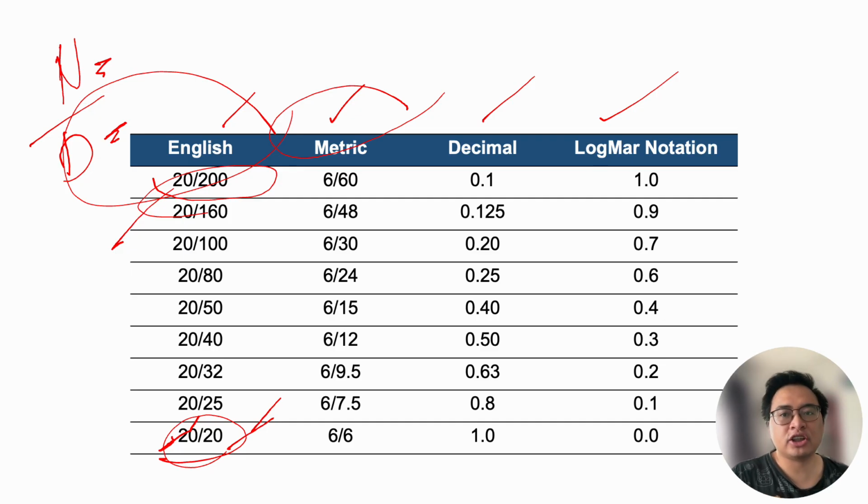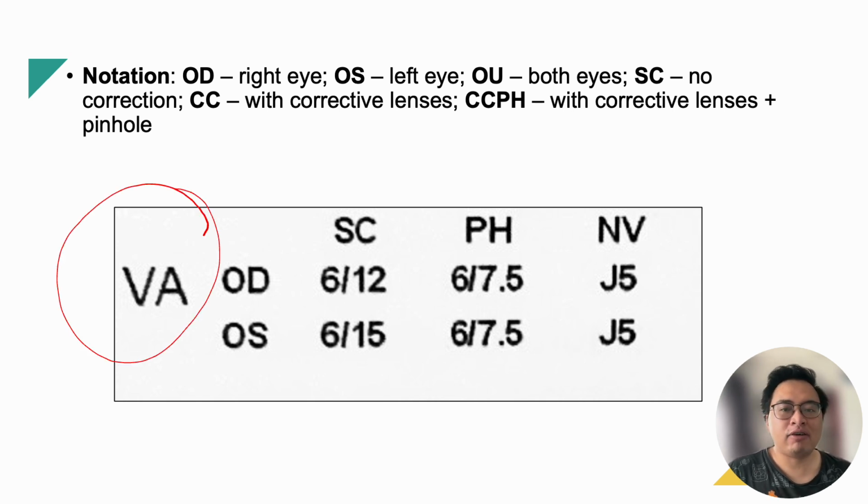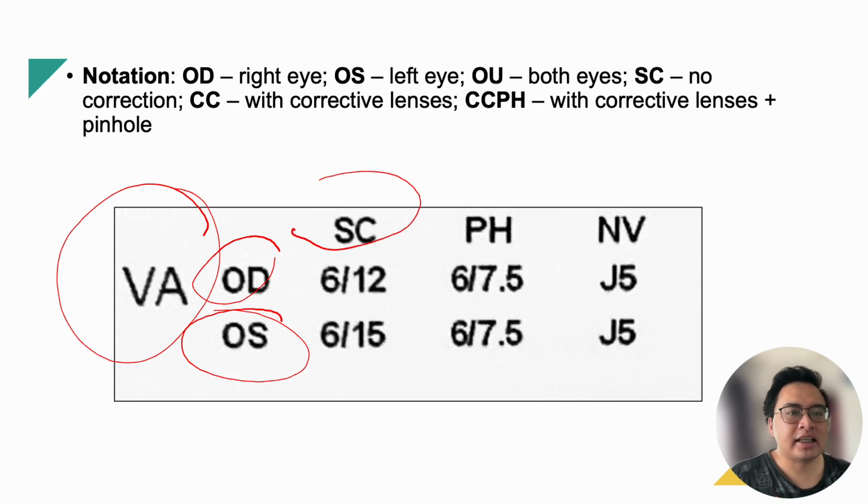How are we going to write this in the chart? We have this notation. VA means visual acuity, of course. Then we have Latin terms. OD means oculus dexter, meaning right eye. OS means oculus sinister or left eye. SC means sans correction, meaning you're not wearing any eyeglasses, and of course that's what you're interested in.